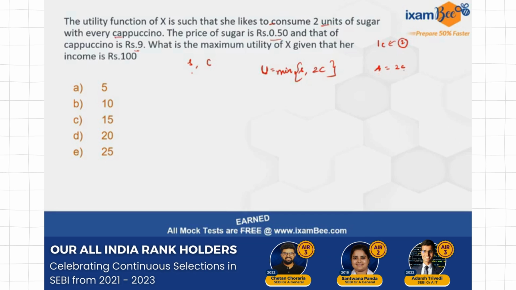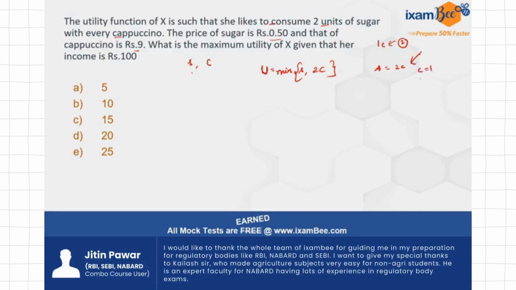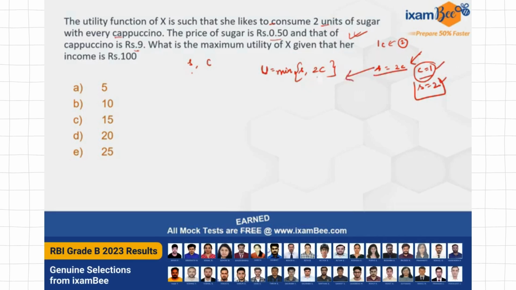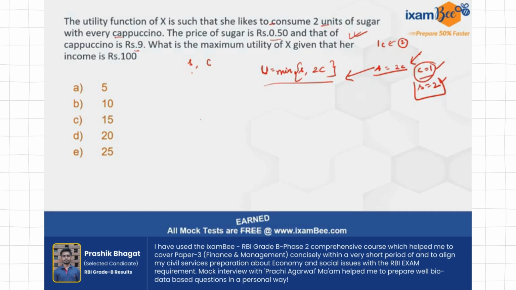So now if I take C to be 1 and put it in this equation, then how much sugar is it? Sugar will be 2. So this satisfies the statement that with every cappuccino she likes to consume 2 units of sugar. Hence, you can write this function as utility equals min of S comma 2C. For the minimum function, if you remember the formula, it's well and good. You can quickly plug in the values in the formula to find the maximum utility.